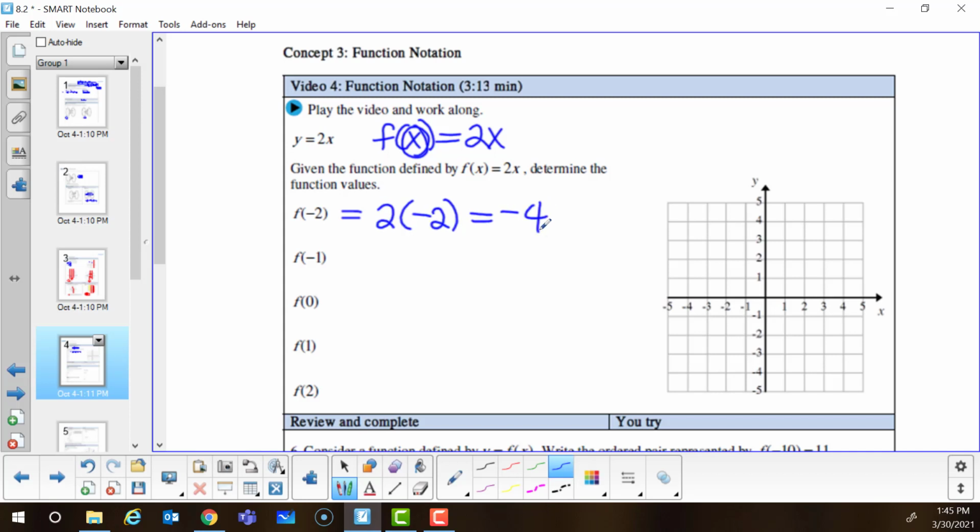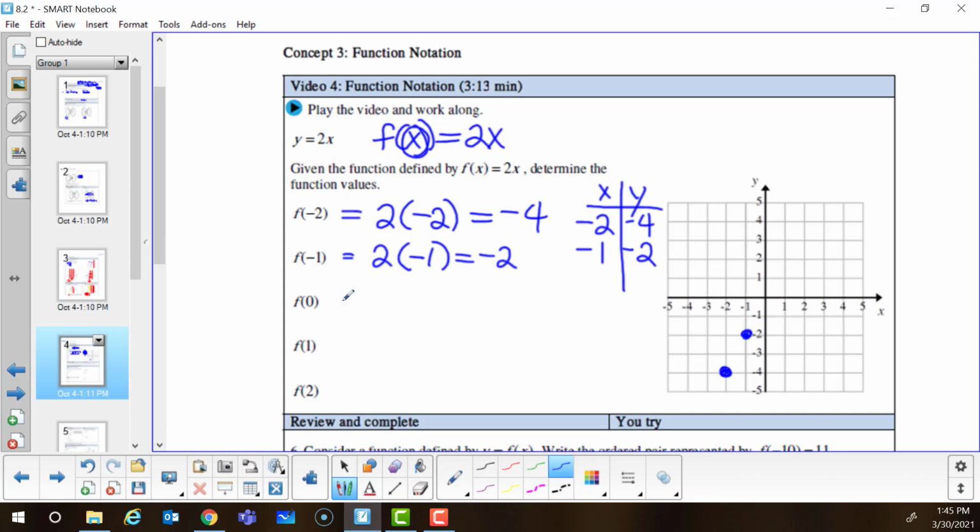So if I were to graph that, I put in a -2, so the x value, let's just do that visually. The x value was -2. The output, what I got out, was a -4. So -2, -4. There's how that would graph. If I did f of -1, that means I'm going to put a -1 for my x. So 2 times -1 is -2. I put in a -1, I got out a -2. So -1, -2, like that.